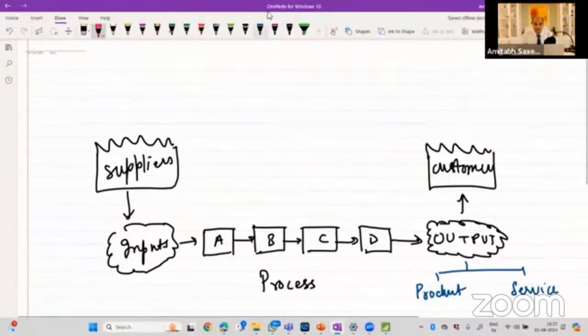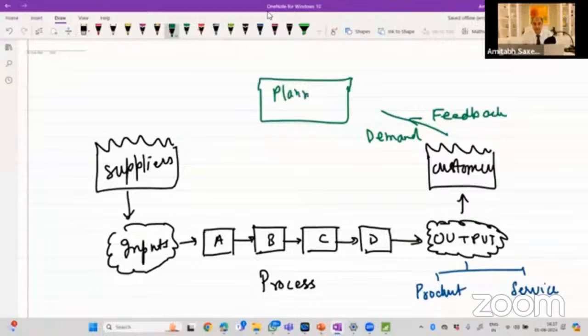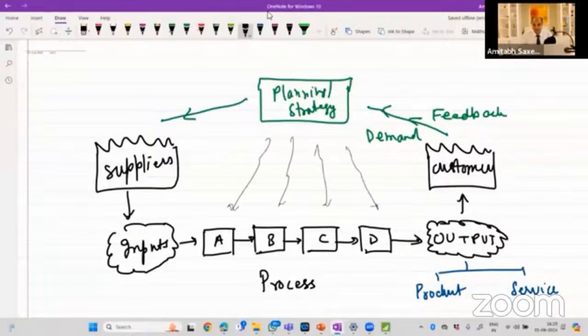And then the customer will give you the feedback. Also, you will predict the demand of the customers for your services or products. Then your planning or strategy team will take action and ask the suppliers to supply the relevant inputs, and also tell the departments A, B, C to change their policies or change the settings. It could be machine settings, or it could be policies and procedures in a service organization. And this is how every organization works.